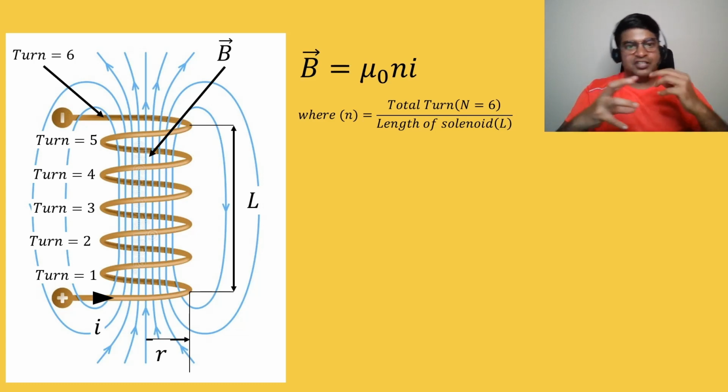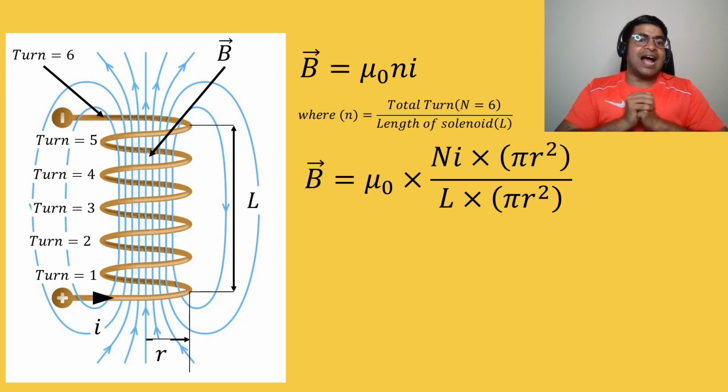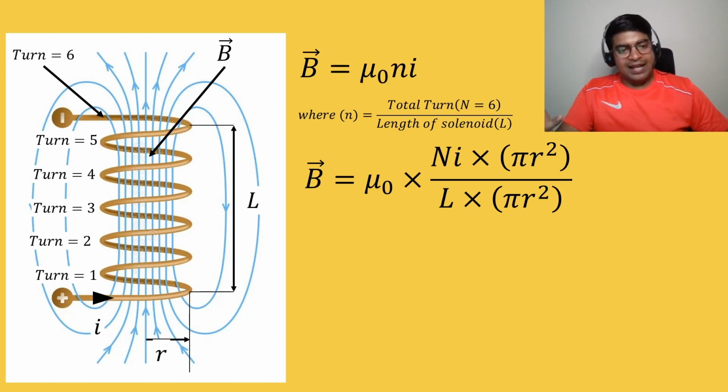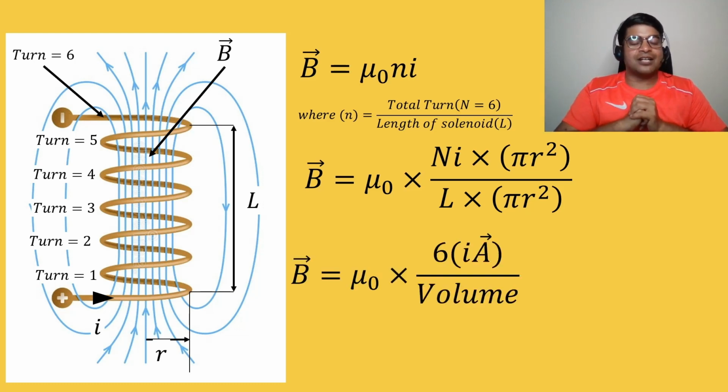Now let's modify this equation. I have replaced the small n with capital N divided by L, and I just multiplied the numerator and the denominator by area. We can do that, yes, we can do that. Next, I have kept the value of N to 6, and I just clubbed I and area, and the denominator now became L times area, which is the volume of the solenoid. Now what is I times area? Just now we discussed, it is the magnetic moment of an individual loop.